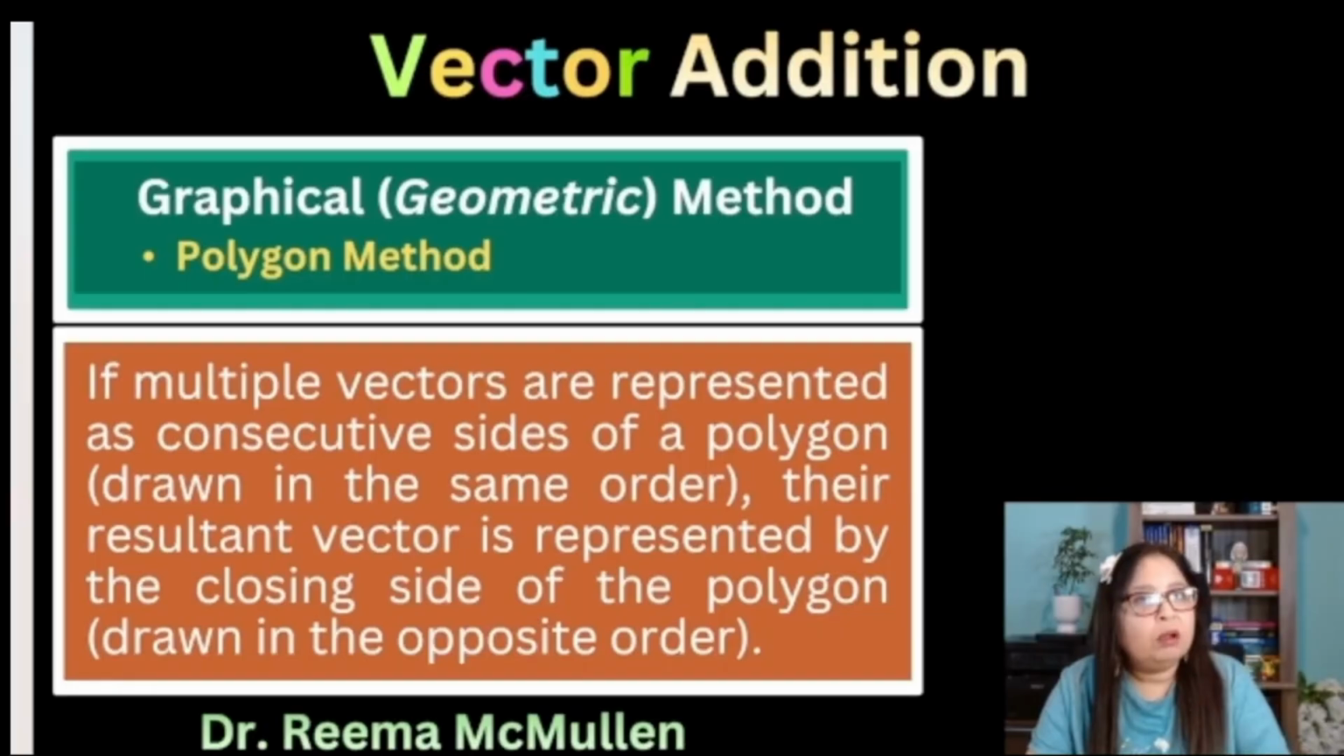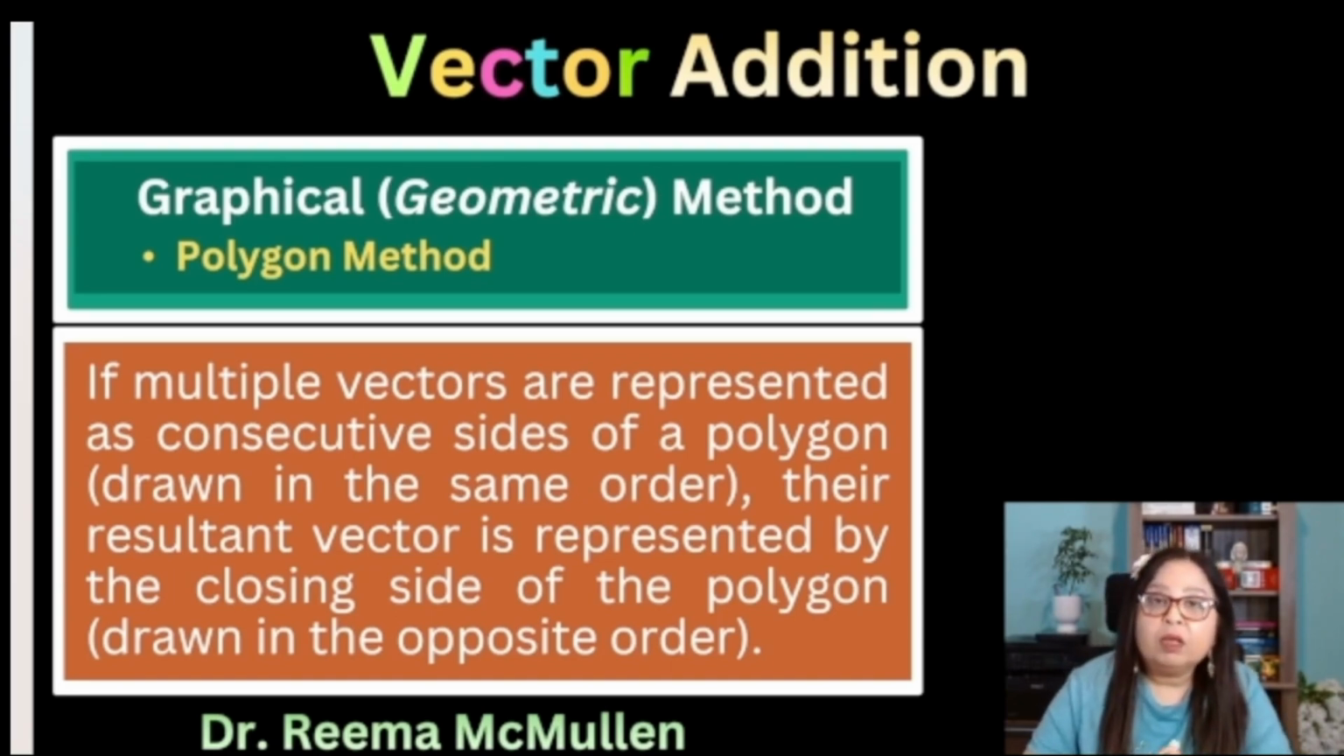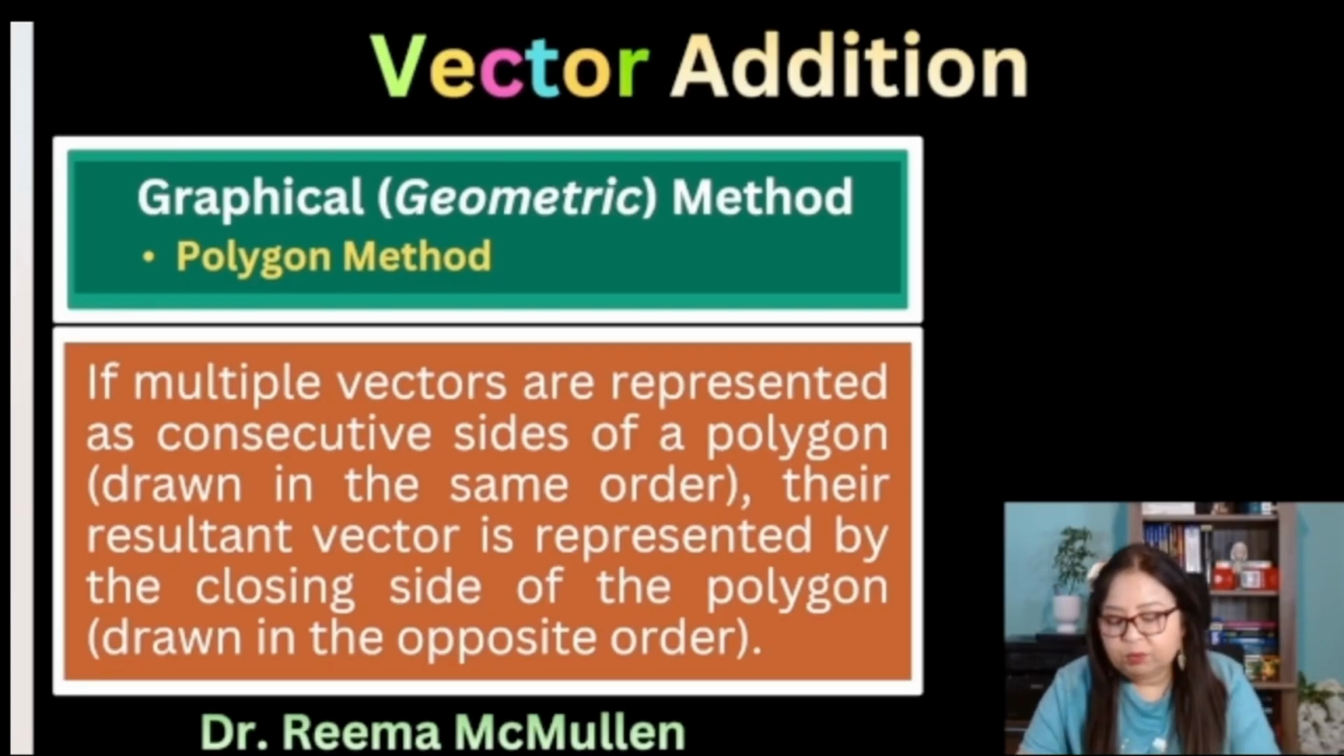Moving on to the Polygon law of vector addition. Like we said, if we want to add more than 2 vectors using graphical method of vector addition, then we use the Polygon law of vector addition. What it says is this: if you have multiple vectors that are represented as consecutive sides of a polygon, drawn in the same order, then the resultant is represented by the closing side of the polygon drawn in the opposite order. A lot of words. What do these words mean? Let's understand with the help of a picture.